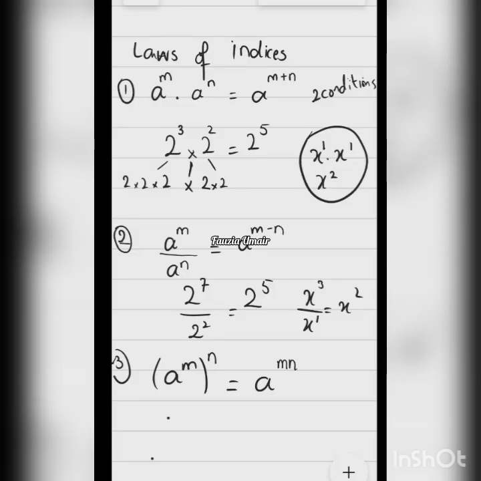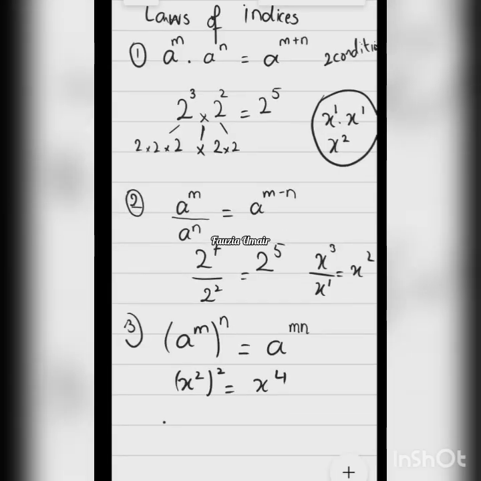जैसे हम अक्सर करते हैं, what is x square whole square? तो हम कहते हैं ये x की पावर क्या हो जाएगी, x स्क्वायर का स्क्वायर क्या होता है, 4. जी बिल्कुल, x की पावर 4, because we are multiplying m and n. ठीक है, so now comes the fourth law. I hope things are clear till this point.